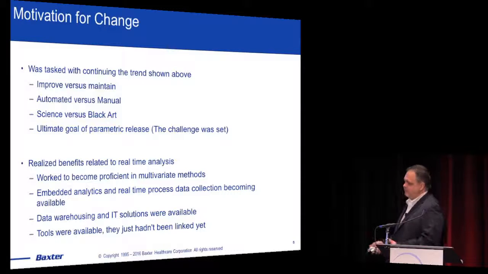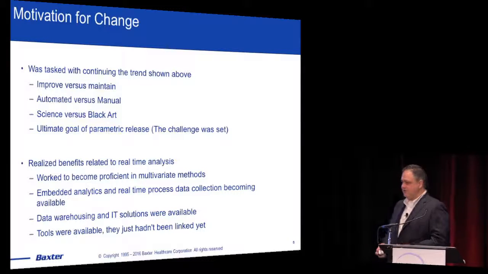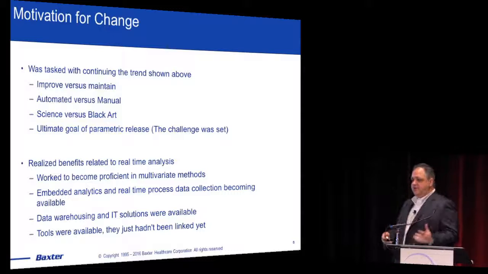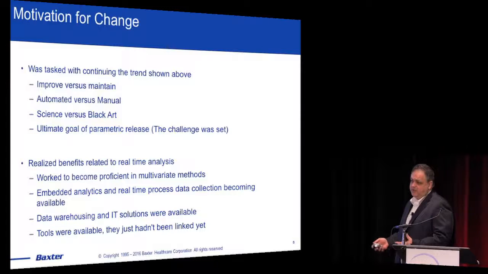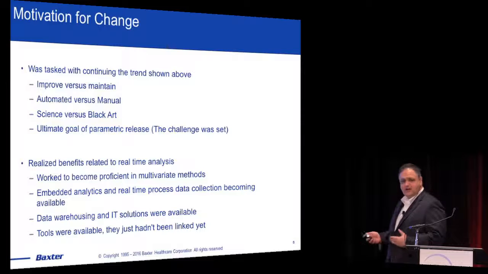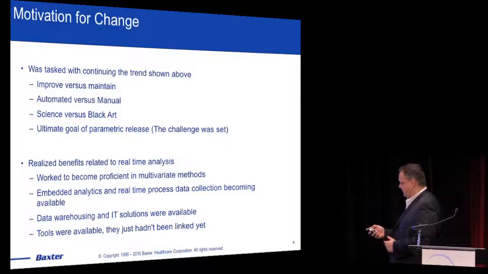Injection molding machines are very common off-the-shelf pieces of equipment, but the systems that they have to help you monitor and control your process aren't really that sophisticated. Data warehousing and IT solutions were available within Baxter, just not anything specific that we really needed or could use for the application that we were trying to do. We had the right tools, we just didn't have the right people and the right things in place to link them together.